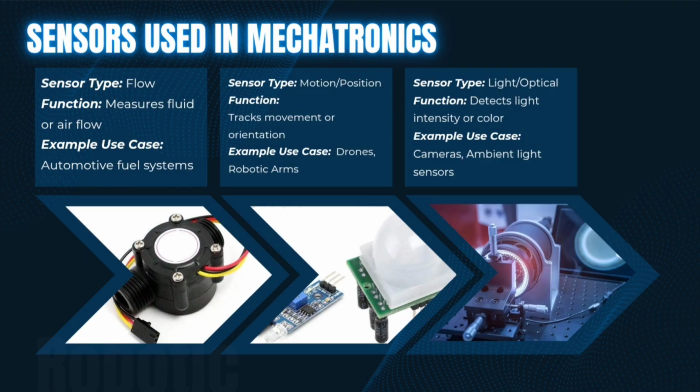And we have flow sensor. It measures fluid or air flow. Example, automotive fuel systems. Motion or position sensor. It tracks movement or orientation. Example, drones and robotic arms. Last but not the least, we have light or optical sensor. It detects light intensity or color. Example, cameras and ambient light sensors.